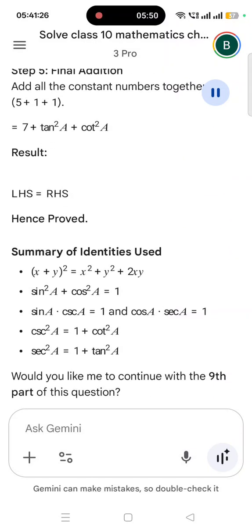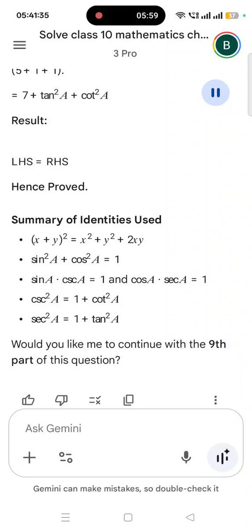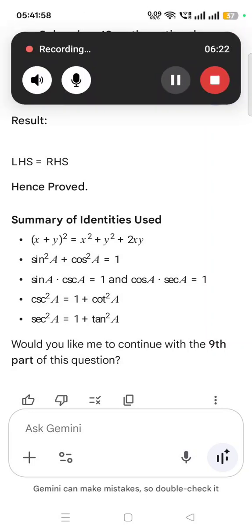(x plus y) squared equals x squared plus y squared plus 2xy. Sin squared A plus cos squared A equals 1. Sin A times cosec A equals 1, and cos A times sec A equals 1. Cosec squared A equals 1 plus cot squared A. Sec squared A equals 1 plus tan squared A.